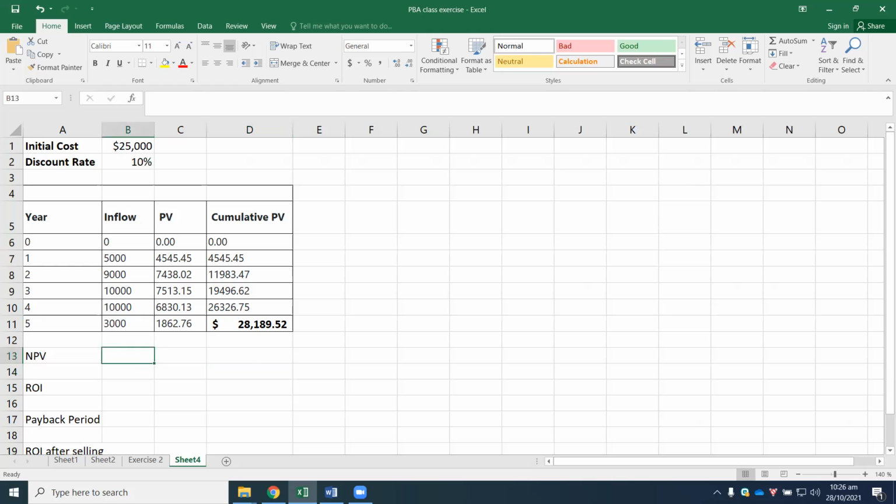All right, let's go and get this done. So to find the net present value, what you have to do is first calculate your total inflow, and from the total inflow, you will subtract your total outflow. From the work that we have done so far, we know that our total inflow for the 5-year lifespan of the information system is $28,189.52. So what is our total outflow?